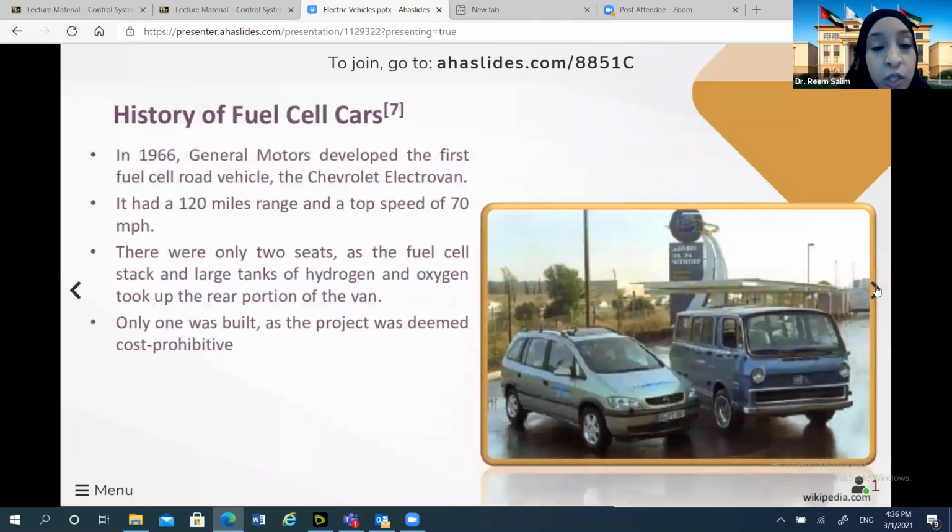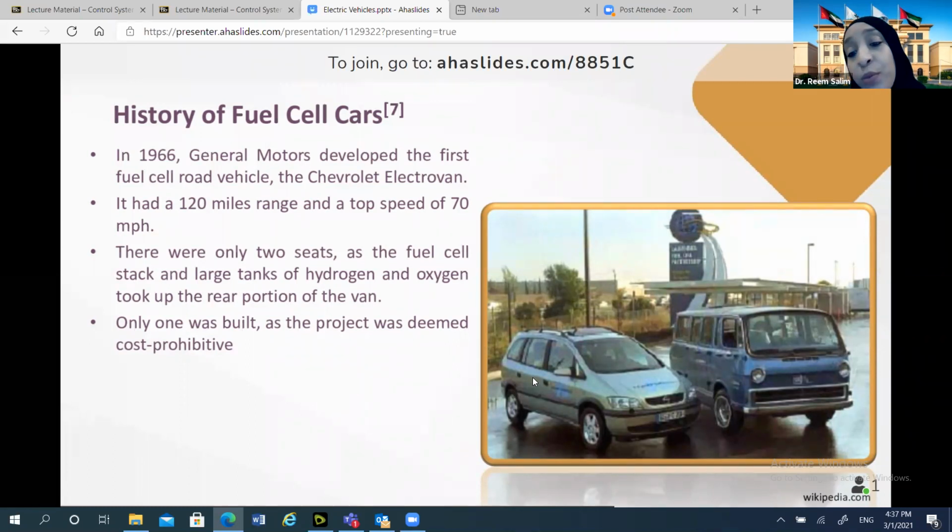So how does this technology work, and what is the history behind those fuel cell cars? Basically, the first fuel cell car was a minivan. This minivan that you see over here in gray was produced by Chevrolet in 1966. It had a 120-mile range and a top speed of 70 miles per hour, which is really acceptable. However, it was very expensive to produce because fuel cell technology was very expensive back in 1966.